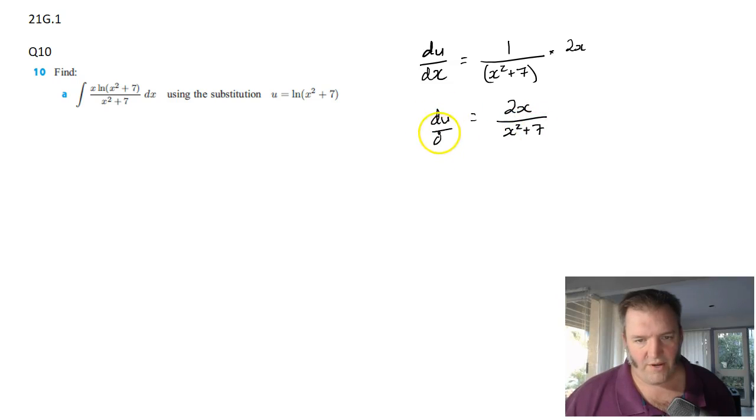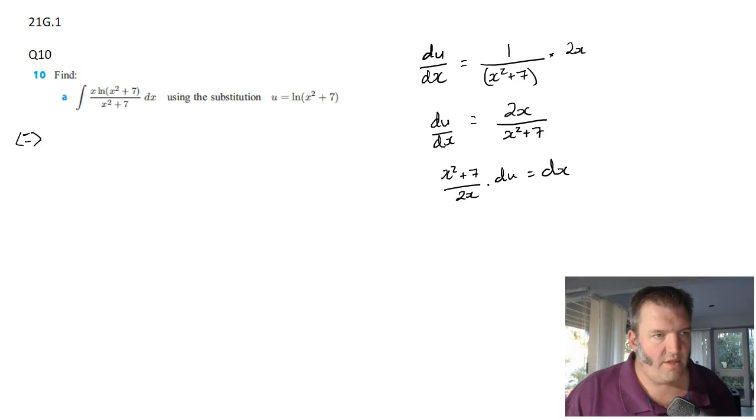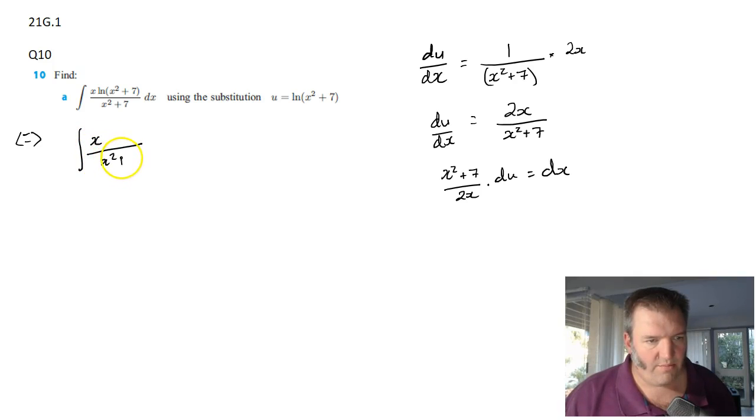Now, remember there's a couple of ways of doing this. You can try and manufacture this expression in front by saying, oh, I need to put a 2 there, so then I'll put a half out in front, and that will get rid of it. The other way to do it, the way I like to do it, is if I multiply by dx and then divide by that fraction, I'm going to have x squared plus 7 over 2x times du. That's an equivalent statement to dx. So I'm going to replace the dx with that and see what happens. So that expression that we have there is equivalent to the integral of x divided by x squared plus 7.